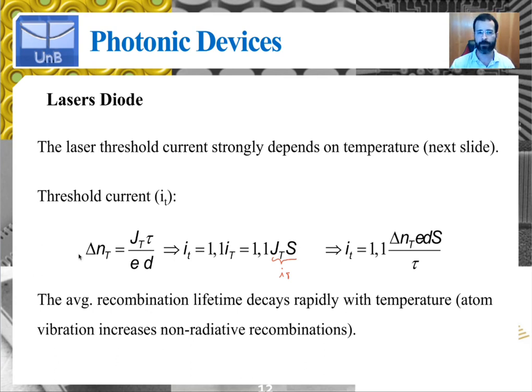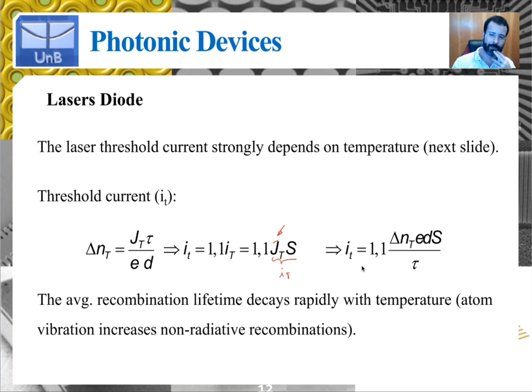JT is equal to delta NT times the charge of the electron times V, the height of the active layer, divided by tau, right? And if we plug this in here, in place of this JT, this is what we get. So IT is equal to 1.1 times delta NT times E times the height of the cavity times the cross-section divided by the recombination lifetime.